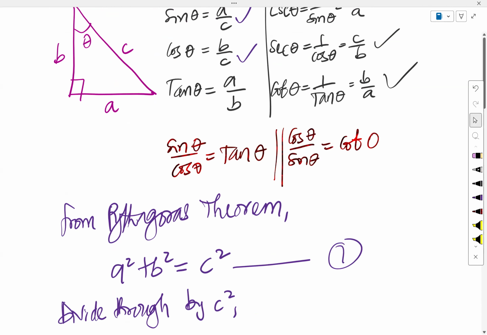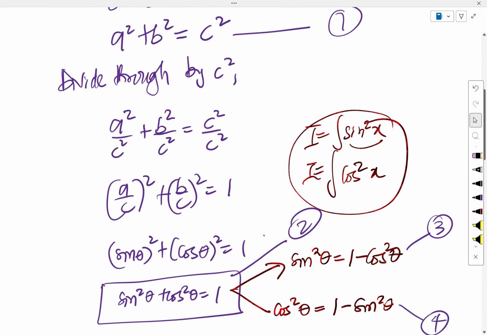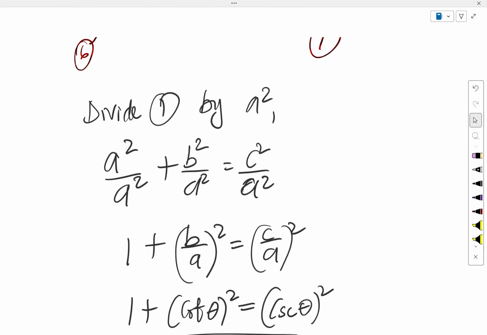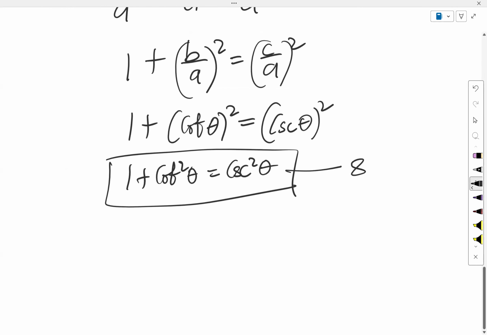So you have cot theta all squared equals, what is c over a? C over a is cosec theta. That's c over a. Okay, this is how we write cosec now: CSC theta all squared. So now you see that 1 plus cot squared theta is equal to cosec squared theta. So now we have another identity, which you can call equation 8, if you will. So this is equation 8.